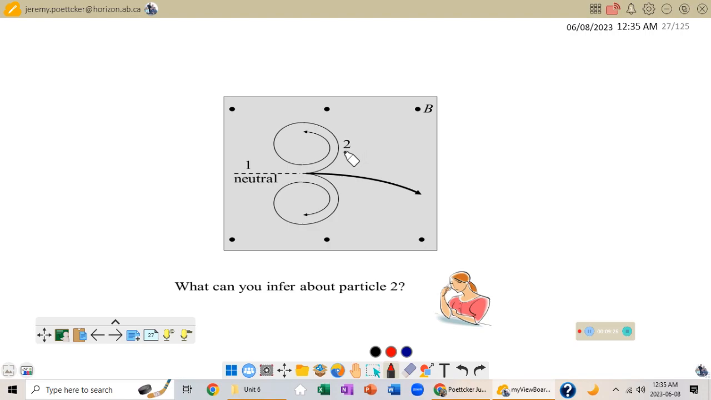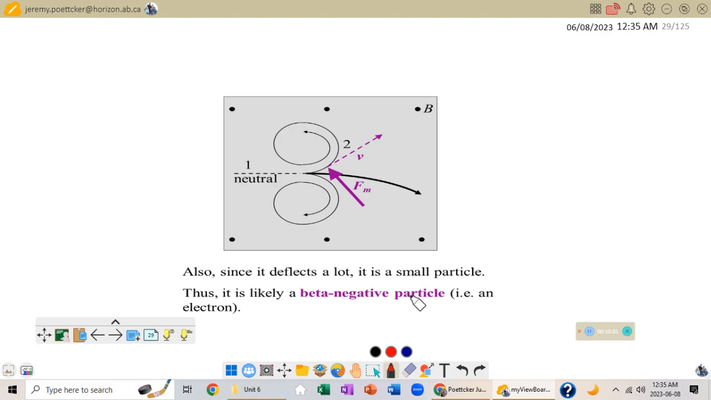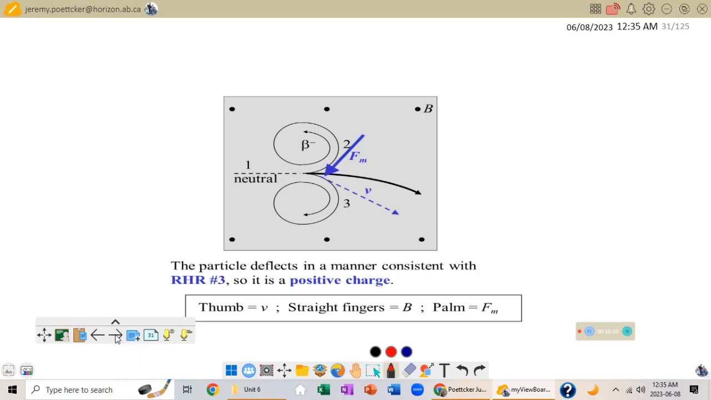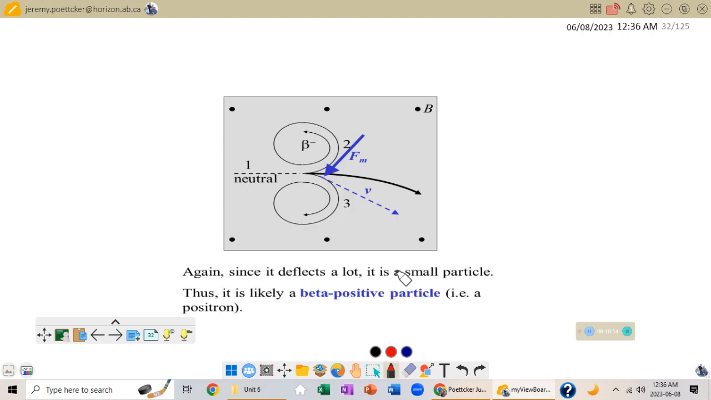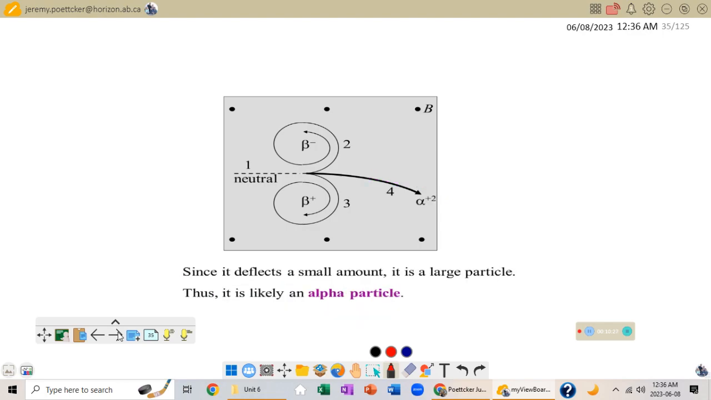Particle 2, negatively charged, narrow track, it's a beta particle. Deflects in a manner consistent with left-hand rule number 3. And again, we looked at this already. But left-hand rule number 3, of course, says I use my thumb on my left hand pointing in the direction of its velocity, and initially there's the line, which means the magnetic force is pushing towards the center of this circle. Small particle, likely beta negative, so it's an electron. Particle 3, same, we talked about this in a minute, so it's positive. Small particle, likely it's beta positive, so this is a positron. And then track 4, we talked about this already, positive charge, not much deflection, likely an alpha particle.